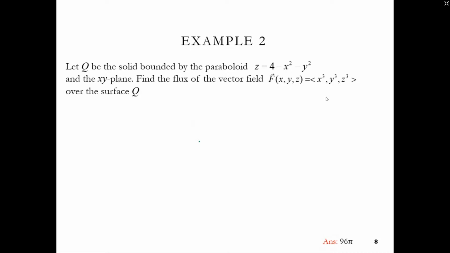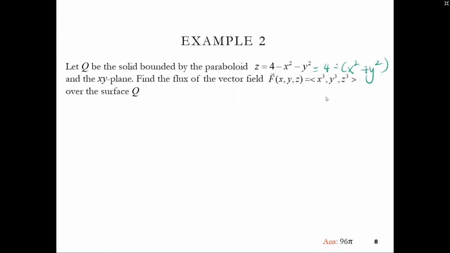Okay, then we have example 2. Let Q be the solid bounded by the paraboloid z. So you know already what a paraboloid is and how to draw it. It's part of a parabola, but now in 3 dimensions. If you have a negative here, okay, this one is also 4 minus.